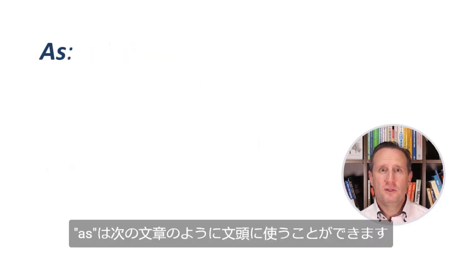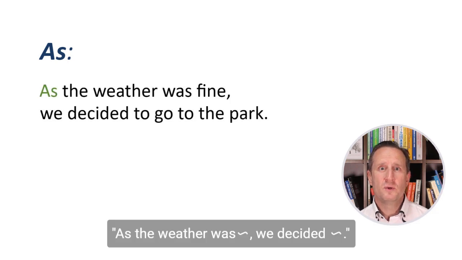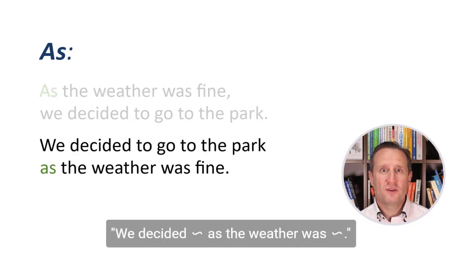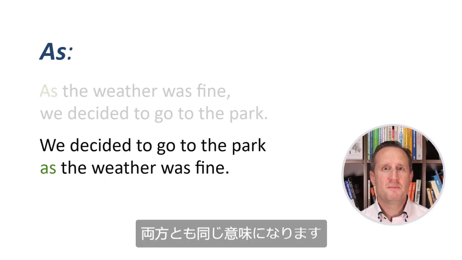As can be used at the beginning, like this sentence. As the weather was fine, we decided to go to the park. Or in the middle, like this. We decided to go to the park as the weather was fine. They mean the same thing.